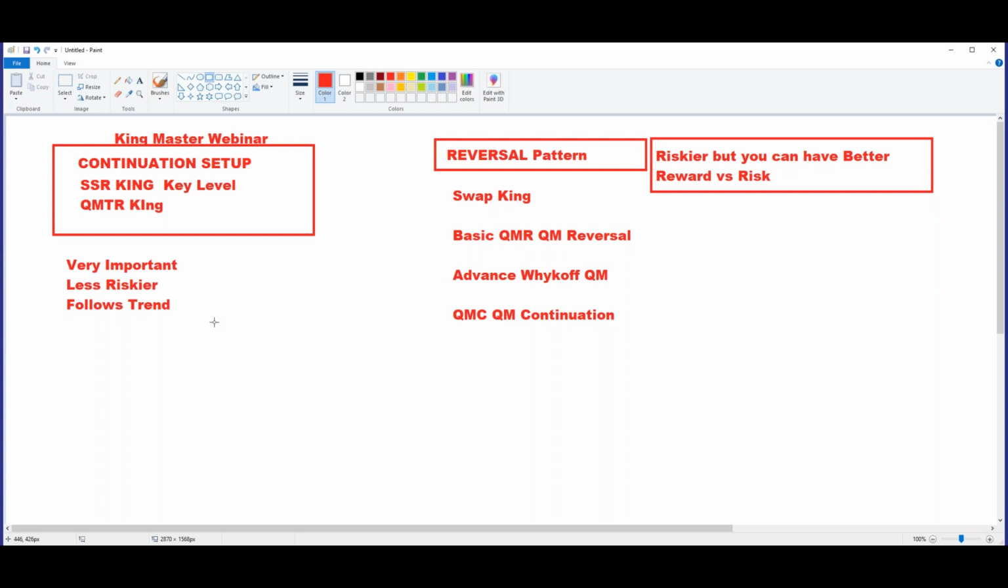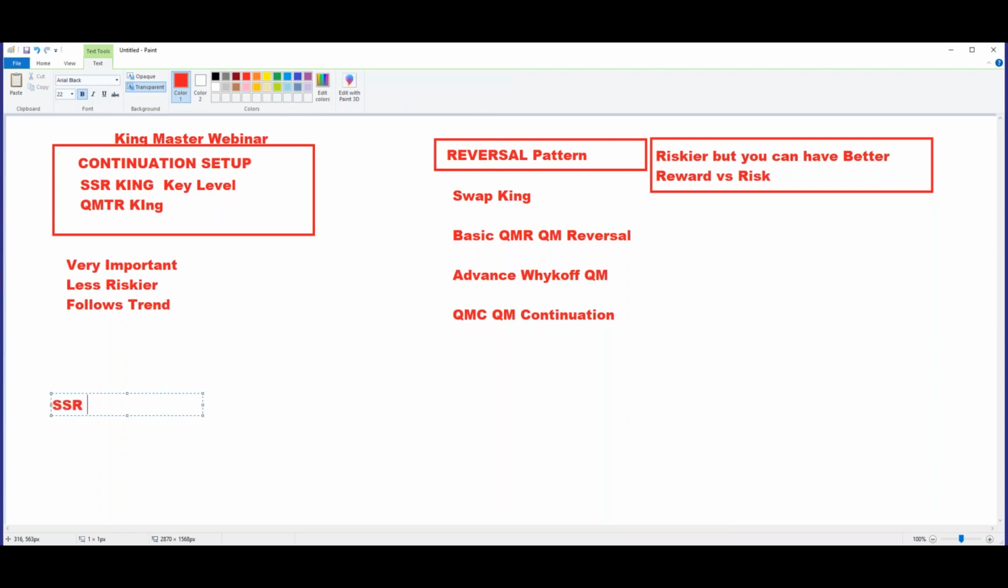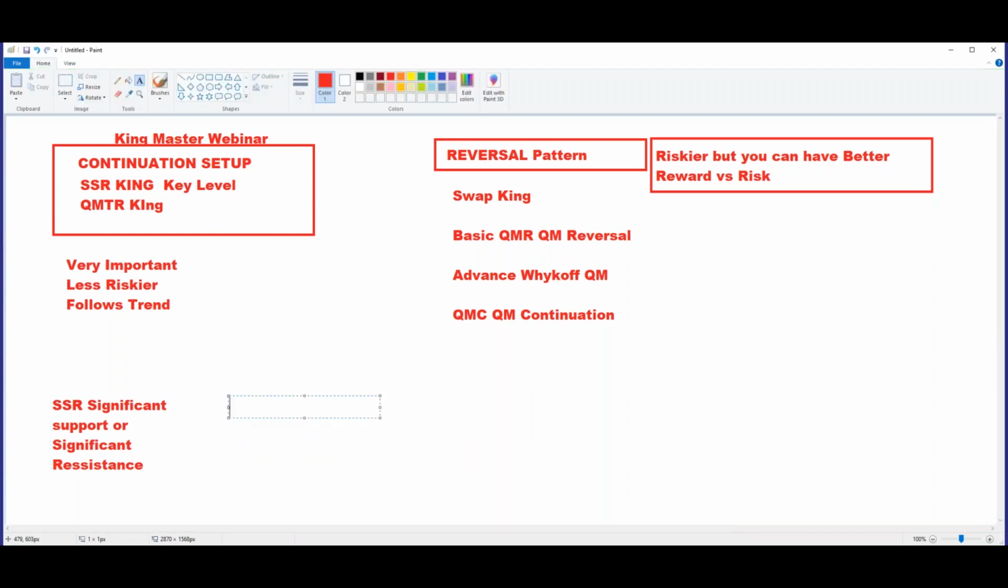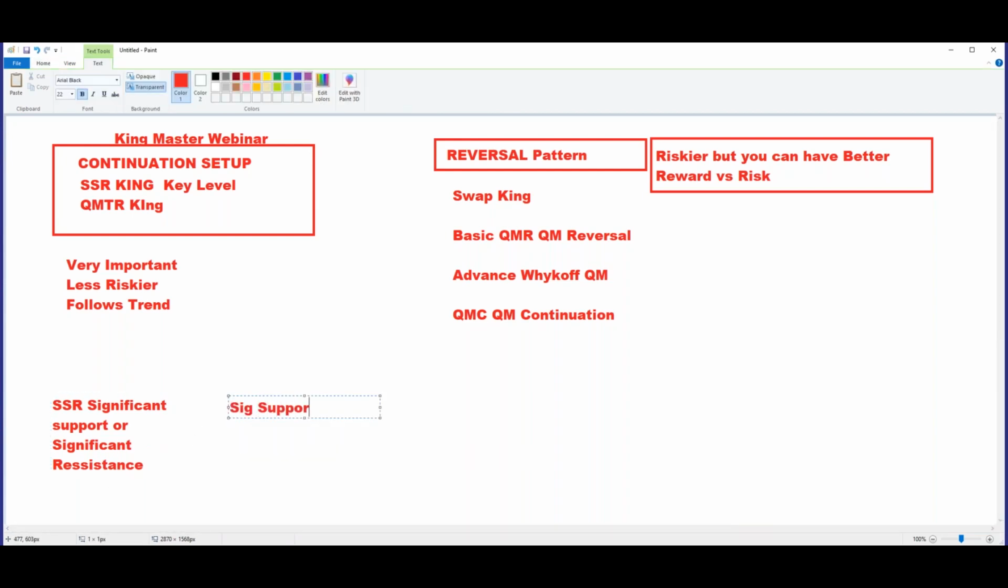Yes. So the first and most important thing when you look at the chart is we are looking for SSR, significant support or significant resistance. What is significant support? Significant support means at least you have two supports in line, sama baris.